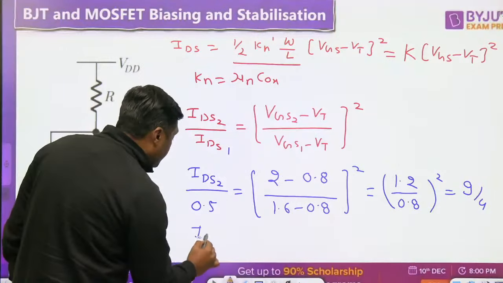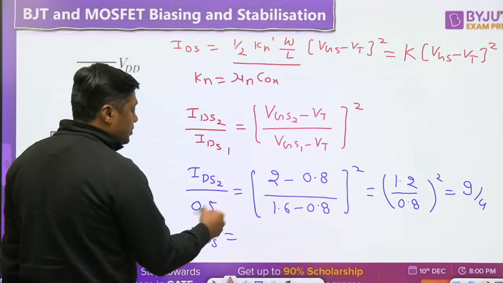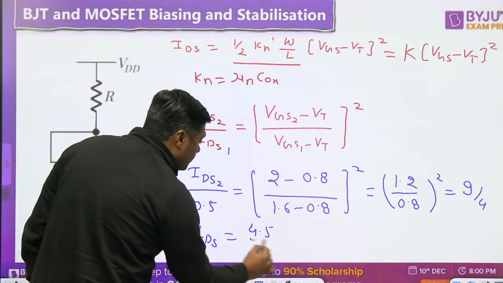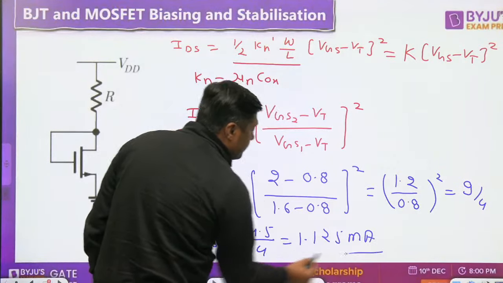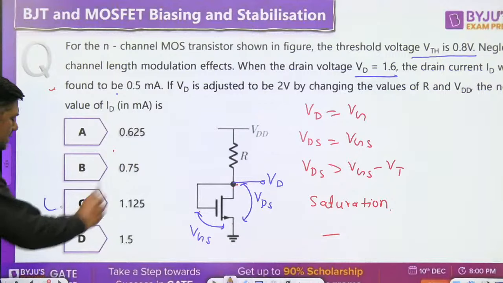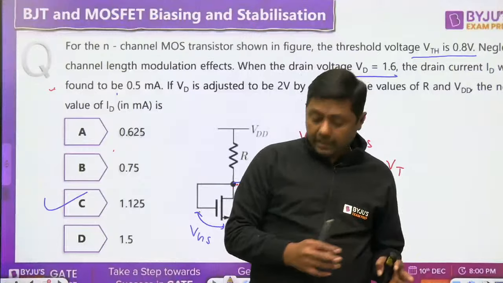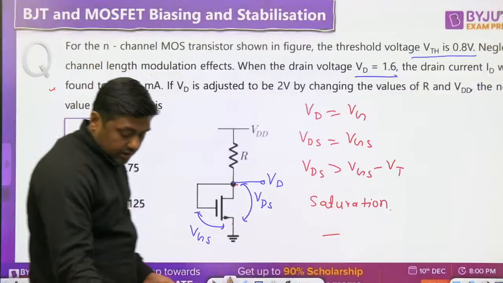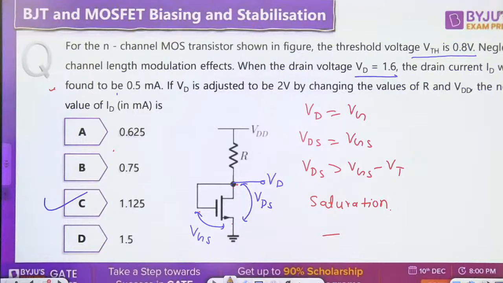So what is the value of IDS2? 0.5 multiplied by 9 by 4 will become 4.5 upon 4, which is 1.125. No need to use the calculator. 1.125 milliampere. So that is the general question on MOSFET. Normally this type of questions are from the MOSFET. Simply, drain is connected to gate and this is in saturation region.